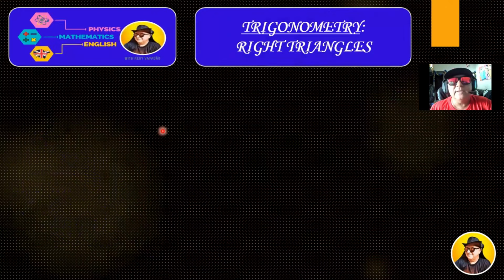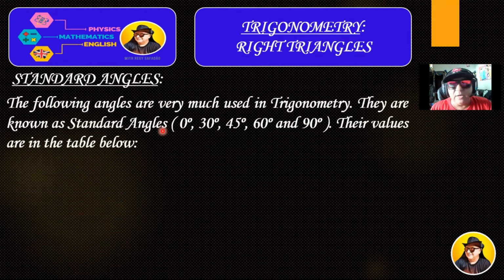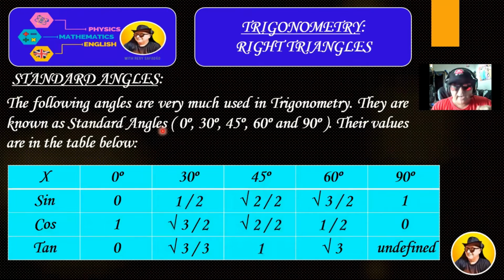Now, let's see the standard angles, okay? So listen to this. The following angles are very much used in trigonometry. They are known as standard angles: 0 degree, 30 degrees, 45 degrees, 60 degrees, and 90 degrees. Their values are in the table below. See, this table needs to be memorized, okay? Because the word problems usually don't give their values, so we need to know them by heart, okay?